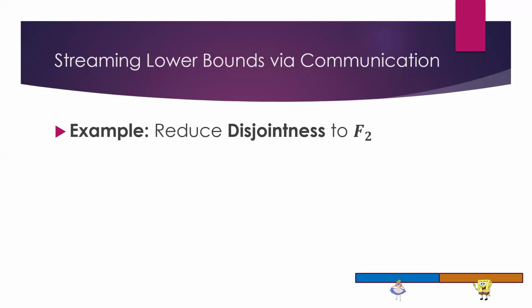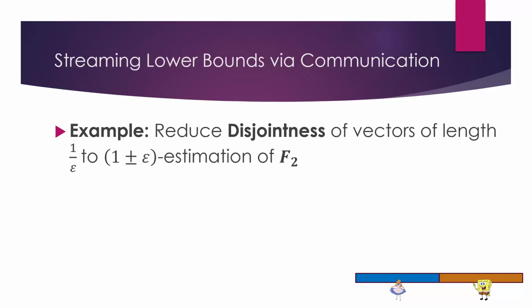And we know that this communication problem has a lower bound, which is simply sending the entire input. So you cannot solve disjointness without revealing more or less your entire input to the other player, maybe up to constants. But roughly, if the input is n bits long, I need to send on the order of n bits to the second player. So what is going to be exactly the size of things we are going to reduce? We are going to reduce disjointness of vectors of length 1 over epsilon to the problem of 1 plus minus epsilon estimation of F2.